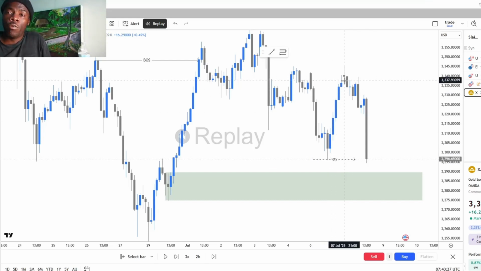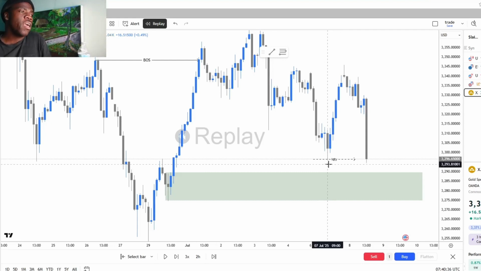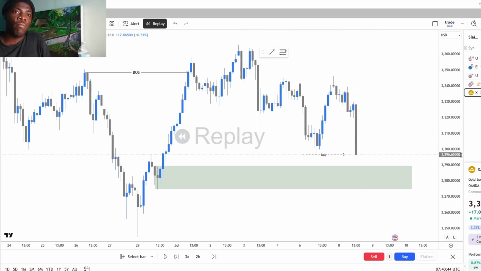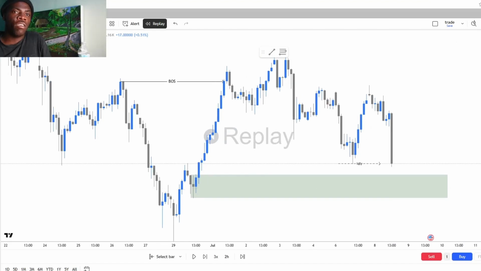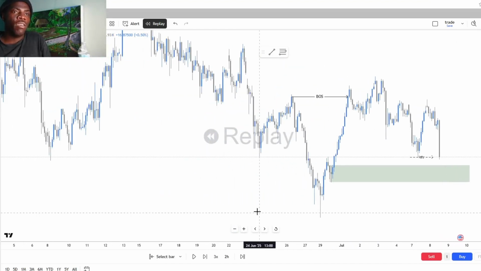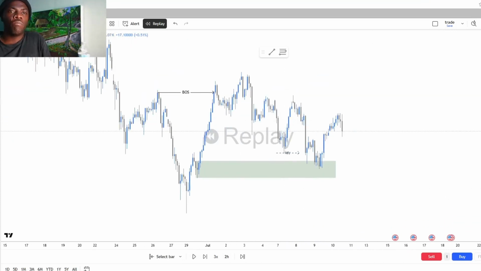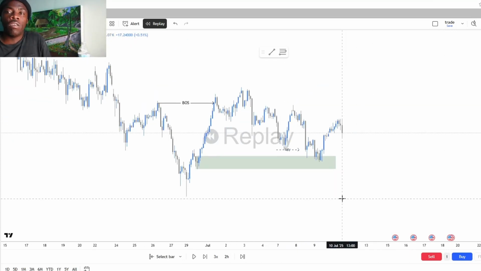But what price ended up doing, price came back down, swept this area right here, swept all the stop loss which was sitting right here, and then price ended up mitigating our demand zone, and price pushed back up. Let me push that so you guys can see. Price mitigated that demand zone, and then price went back up. So that's pretty much how I use liquidity in my trades to get good, higher probability setups.